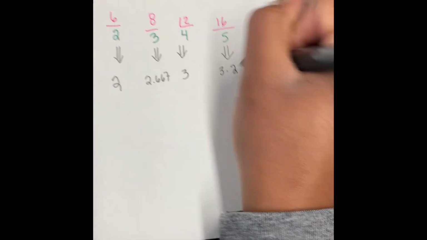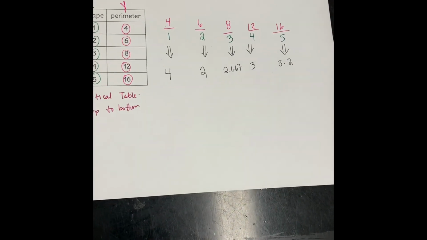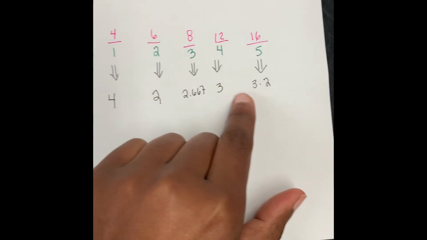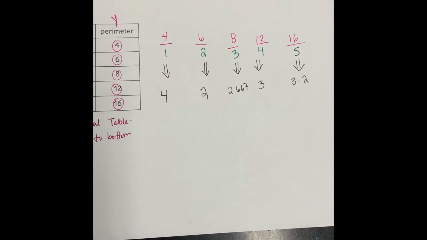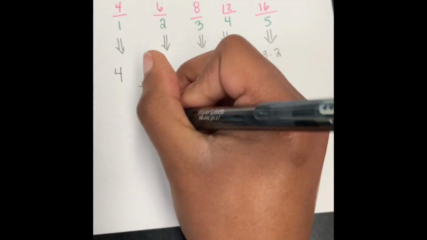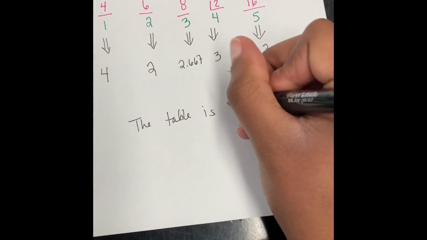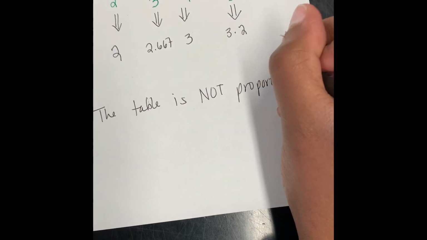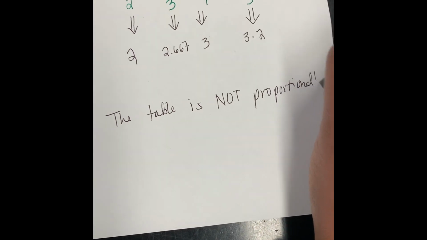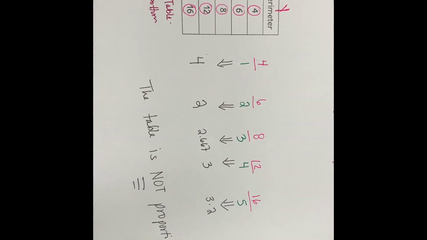Well, remember my next step said all my ratios have to be equivalent. If I do the math, are all of these numbers along this line equivalent? No. So because they're not, the table is not proportional. The table is not proportional, okay?